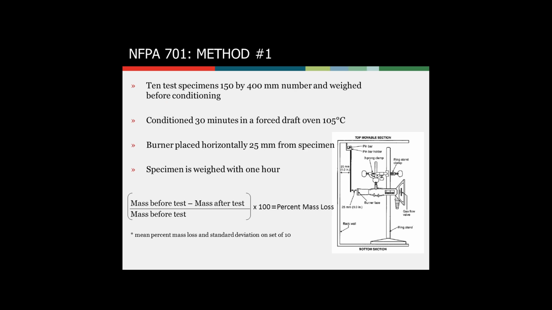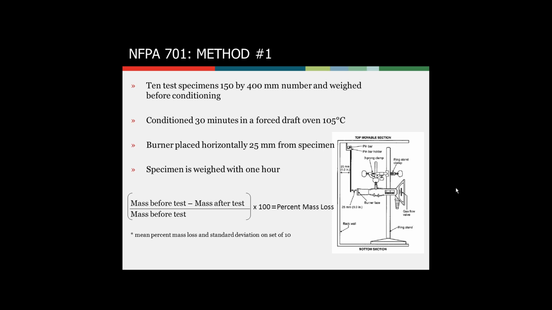The specimens are placed in a forced draft oven at 105 centigrade for at least 30 minutes and allowed free circulation of air around each test specimen. If specimens melt, it is allowed to condition them at 20 C for at least 24 hours.